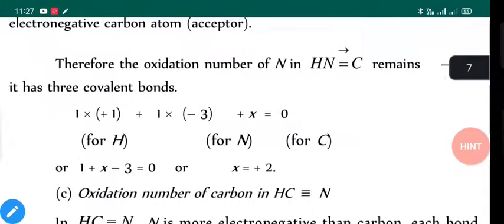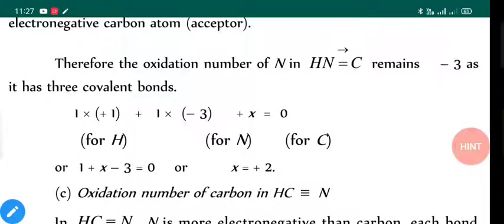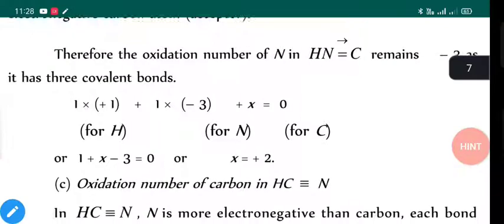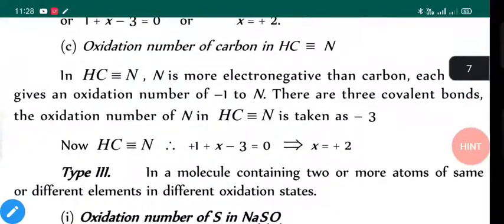And same is mentioned in this calculation. So as we can see, we have one hydrogen, one carbon, and one nitrogen. Hydrogen carries +1 charge, nitrogen carries -3 charge, and if the oxidation state of carbon is X, then X is equal to +2.